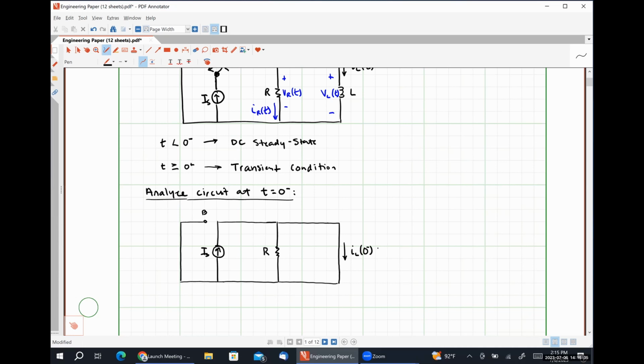At T is equal to zero minus, effectively, this is going to represent how the circuit is behaving for all time less than zero minus. So for all points in time to the moment right before the switch changes state. So we should be able, for this particular example, to solve for our inductor current just by inspection. And by that, I mean, we should be able to look at the circuit and see what the inductor current is. So does anybody have any thoughts on what that might be?